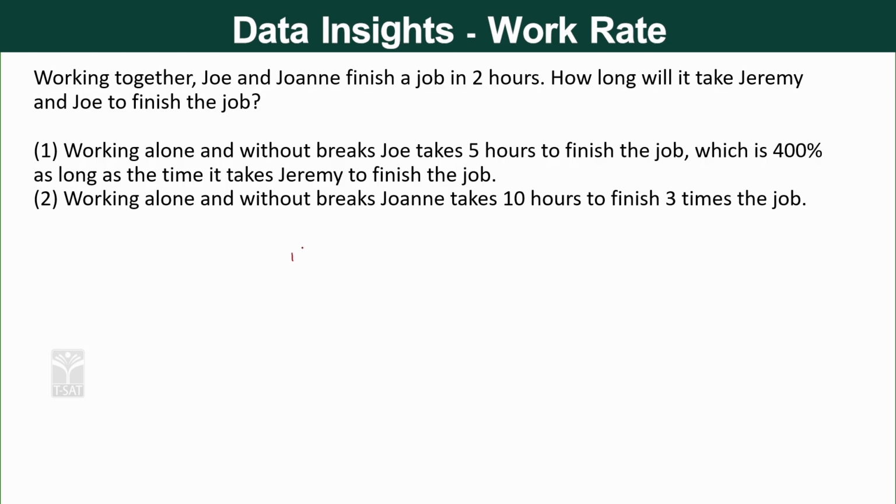So, statement 1 is telling us, so initially together Joe and Joanne finish the job. Let us say Joe's rate is x and Joanne's rate is y and Jeremy's rate is z. So, it is given that Joe and Joanne together finish the job in 2 hours.